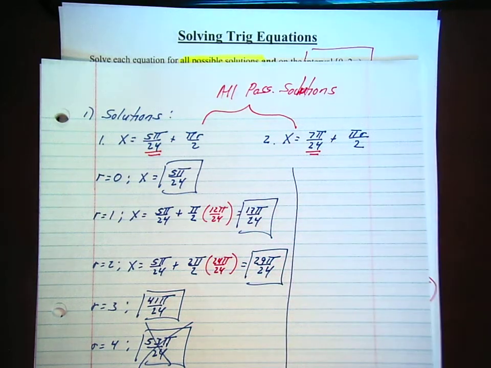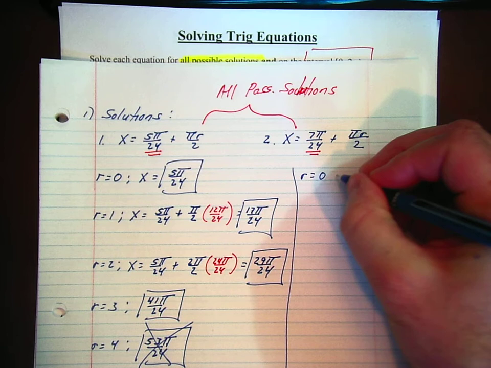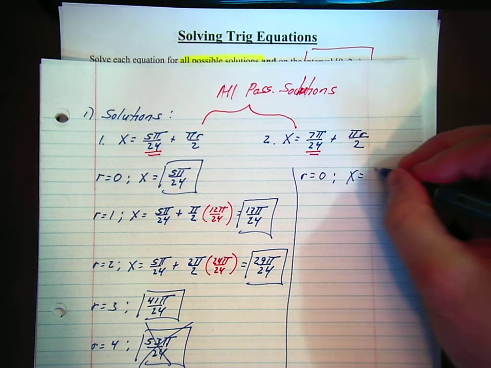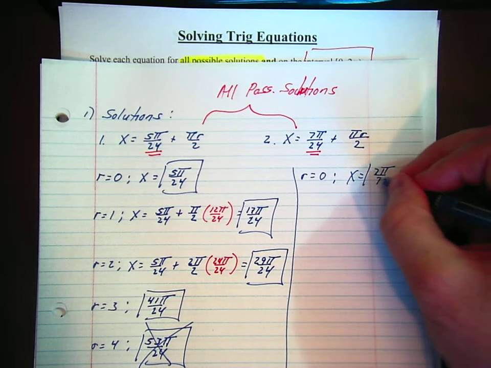You can just use the pattern. So here's what we're going to have here. R equals 0. That one's the easy one. You don't have to do any math. It's going to cancel this. It's 7 pi over 24. 24, I put 12.